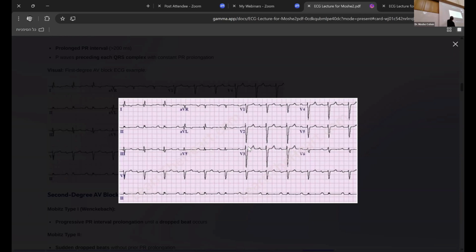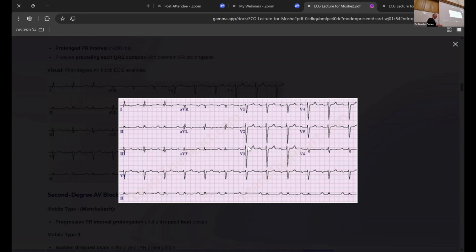What is the PR interval? You see, this is a P wave. This is the QRS. Do you see that it's longer than 0.2 seconds? So this is a first degree AV block. It means that the PR interval, which should be below 0.2, is more than 0.2. It's around 0.25 seconds. It's a first degree AV block. That's the diagnosis of this patient.